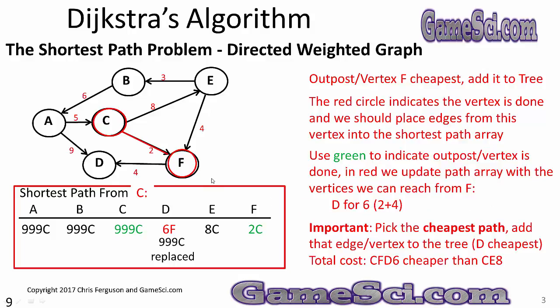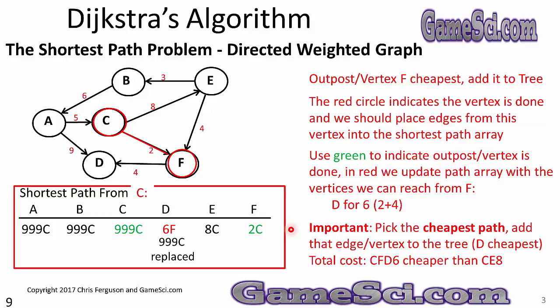From F, we can go to D for a total cost of 6. We started in C. It cost us 2 to get here, 4 to get there. We have a cost of 6 to reach D. So we will update the shortest path array in red. The cost of 6 from F replaces the 999C.